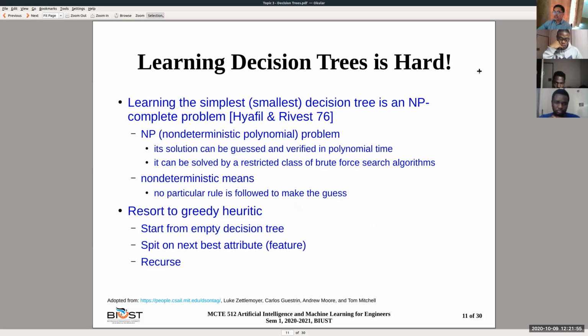Okay. Learning a decision tree is hard. This is just a side comment. For us, we say a decision tree is not an easy thing to do because learning the simplest or smallest decision tree is NP-hard.